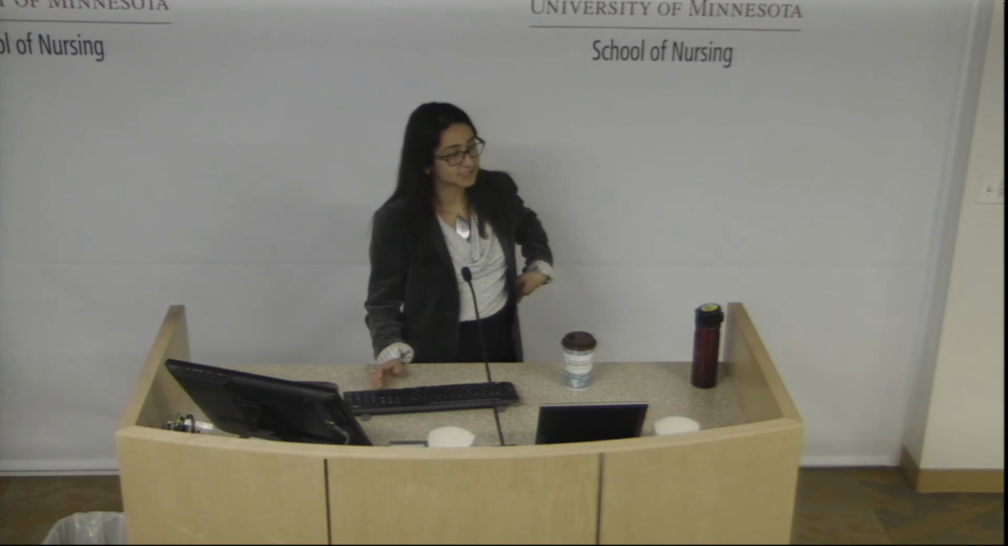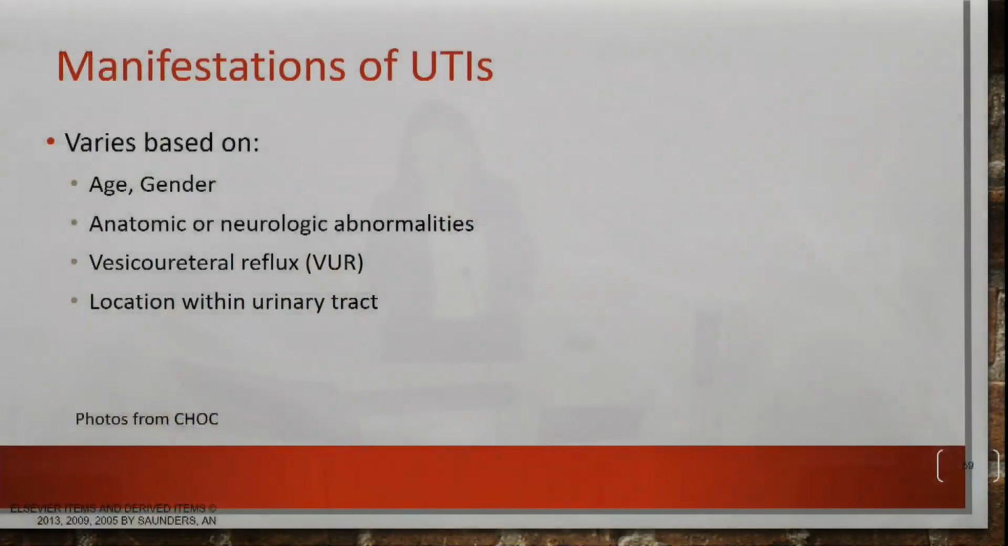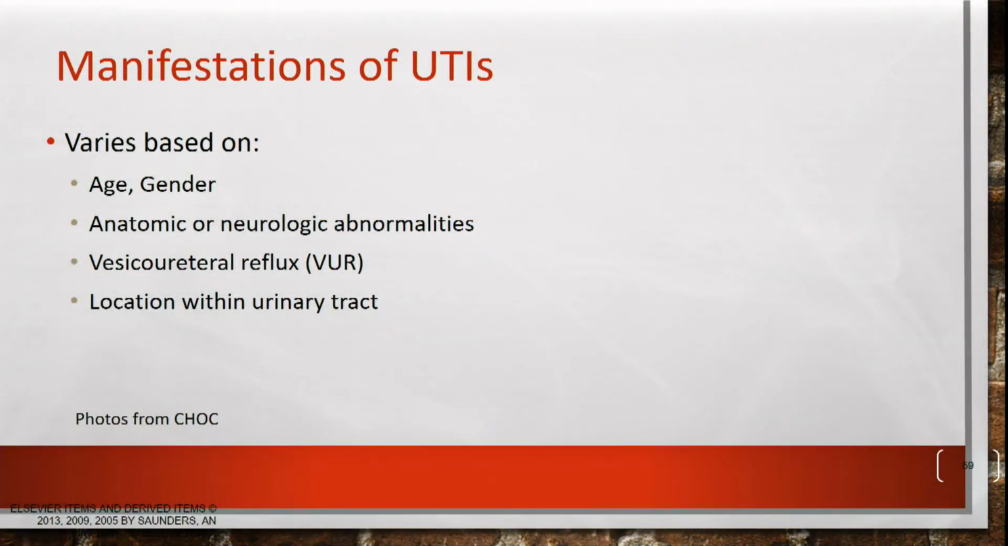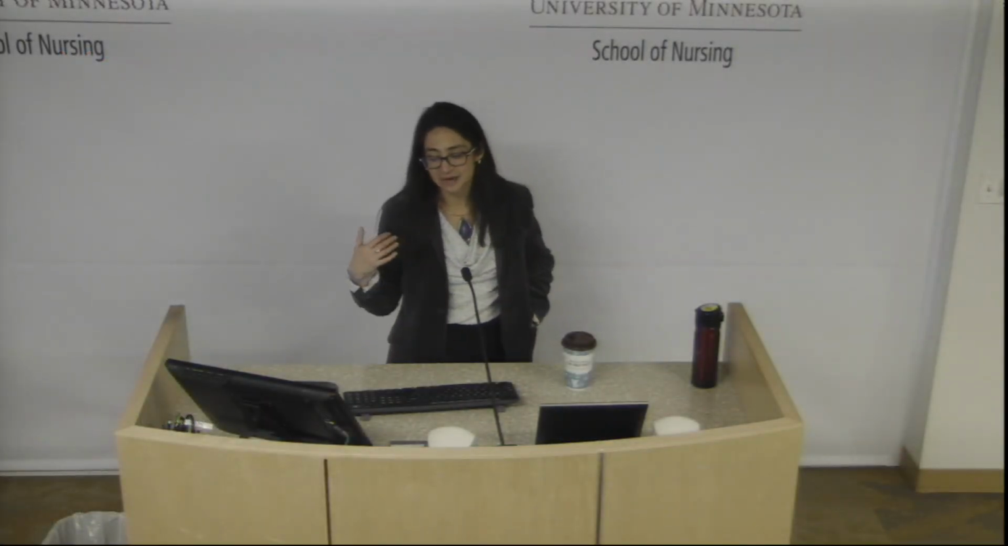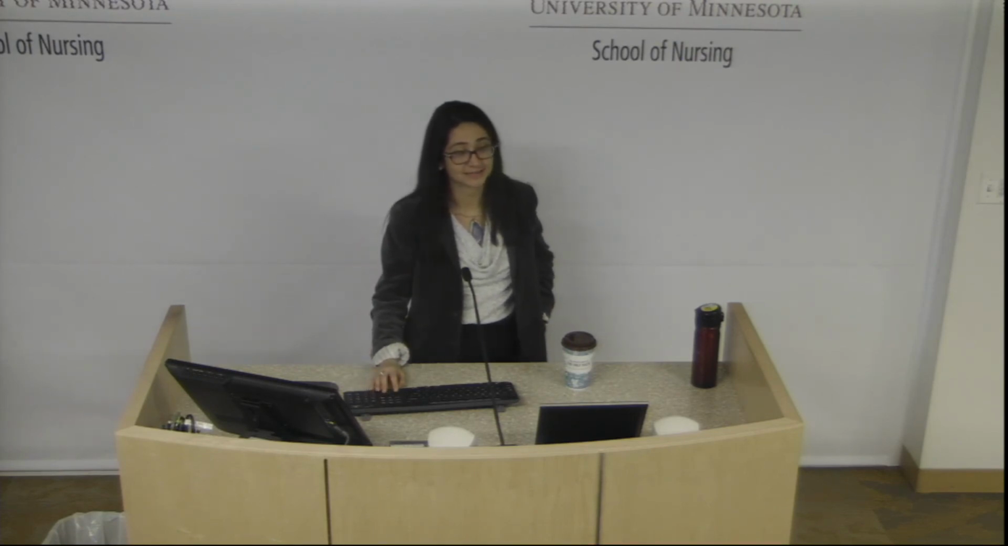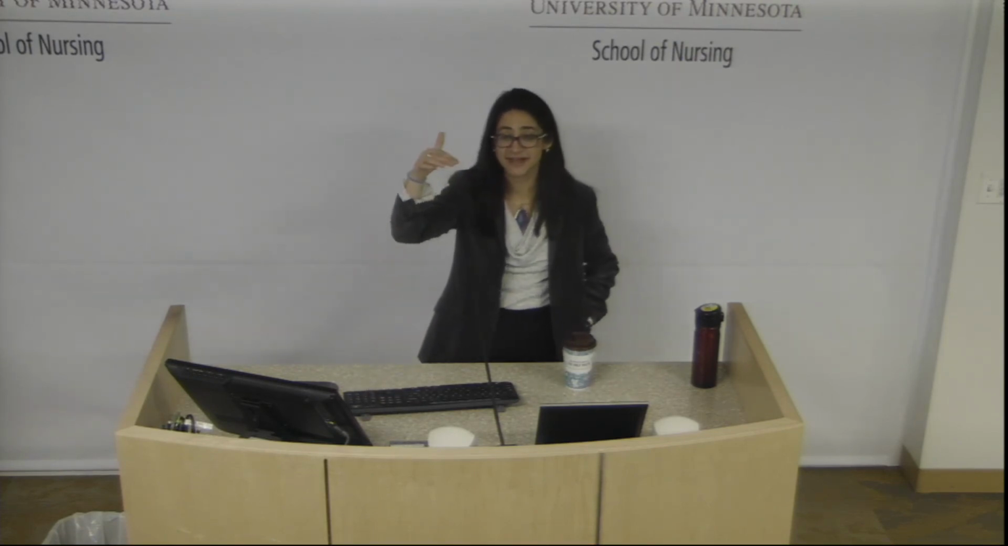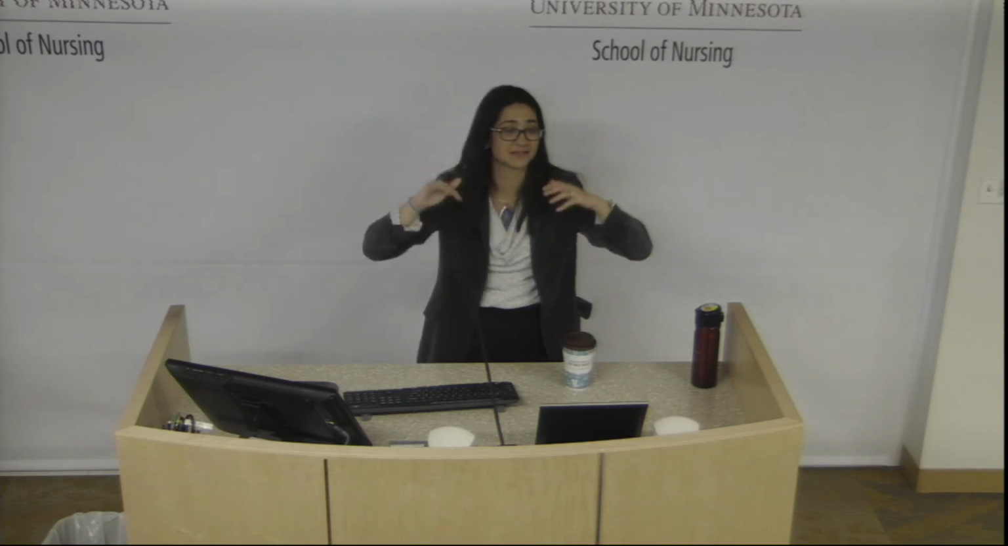So the way a UTI might present does vary based on gender. It varies based on your anatomy. It varies based on whether or not there's vesicular reflux, which we'll talk about, and the location within the urinary tract. So if it's an upper tract infection, meaning the kidneys start to be involved, they look sicker, they look feverish, they have nausea, they have vomiting.